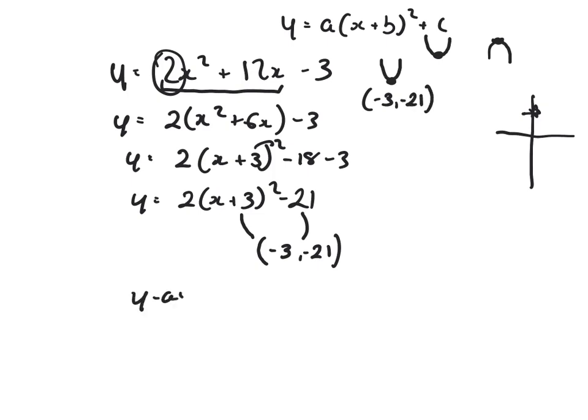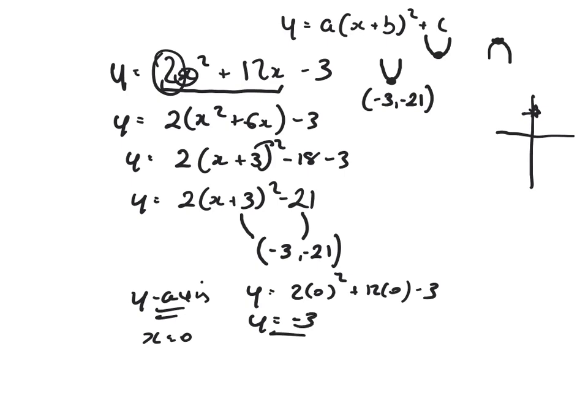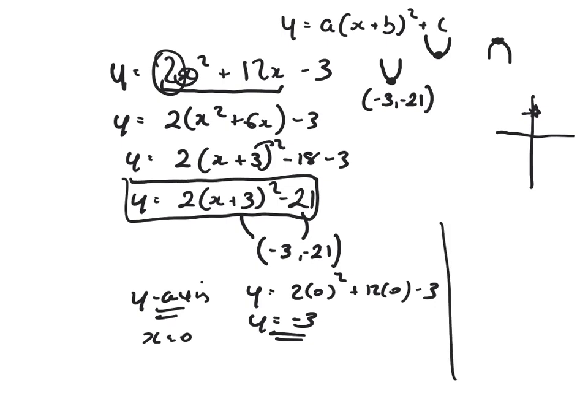Now what's true in the y-axis is that x is equal to 0. So going back up to the function, replacing x with 0, 2 bracket 0 squared plus 12 lots of 0 minus 3, and that will collapse down to minus 3. Now I could get the same result by subbing x equals 0 into the completed square. So just to show you that will give you the same result.